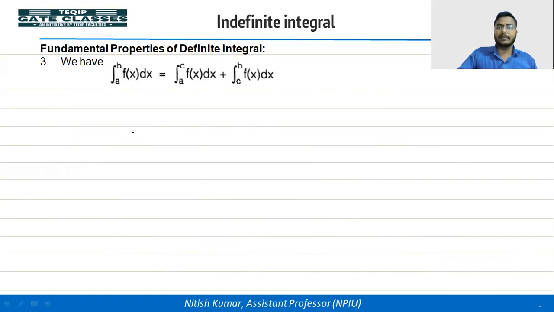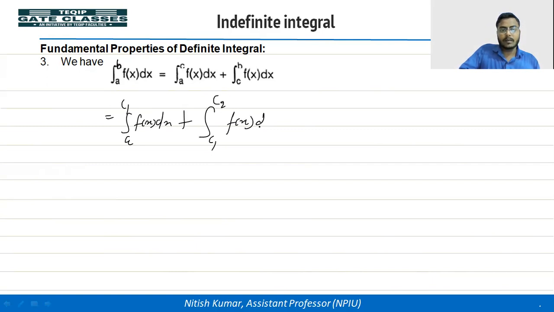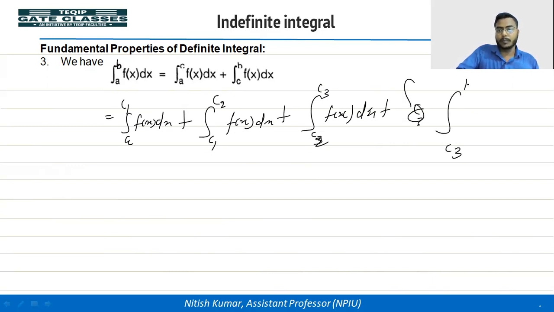Suppose c1, c2, c3, c4 points are there, so we can write like this also between a to b. This is b. Okay, so we can write like this also: integration a to c1 f(x) dx plus c1 to c2 f(x) dx plus c2 to c3 f(x) dx, we can write, plus integration c3 to b f(x) dx, right?